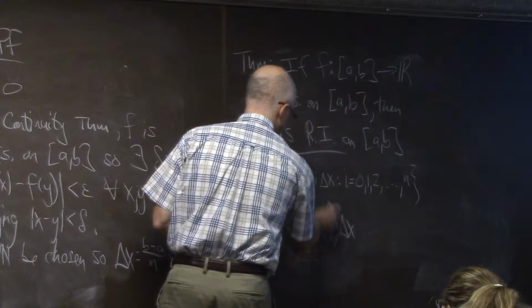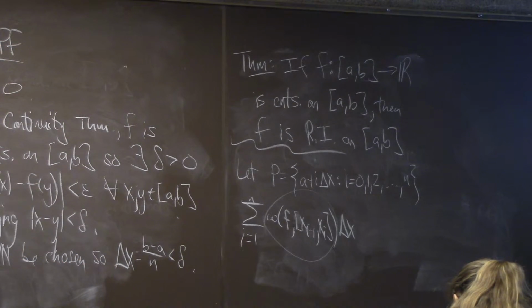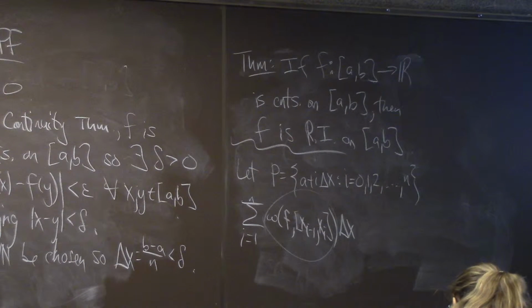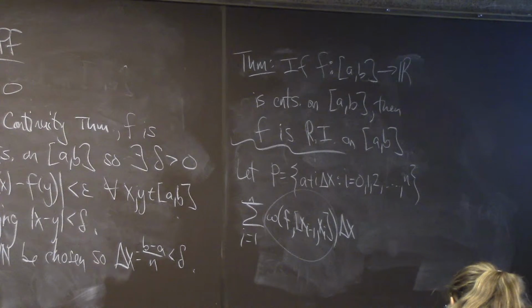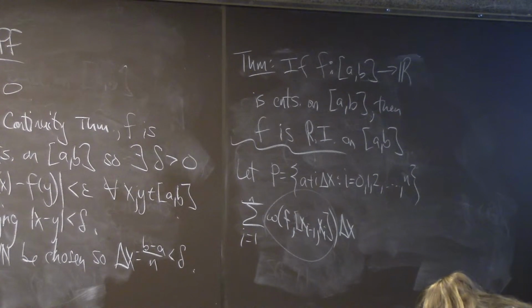Here's the part that's not a full rigorous proof. That oscillation over each interval is going to be less than, I'm forgetting, epsilon over b minus a. Let's see. Although I think that what that means actually is I didn't quite choose my delta correctly.